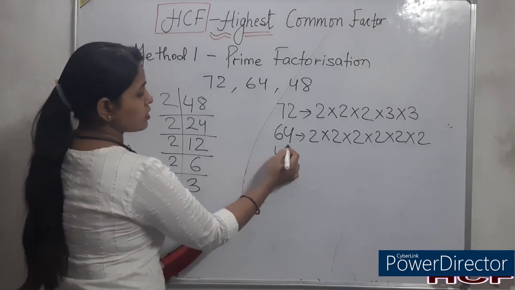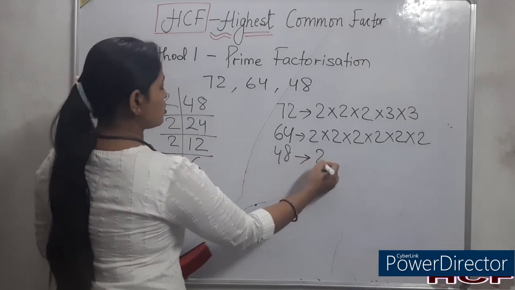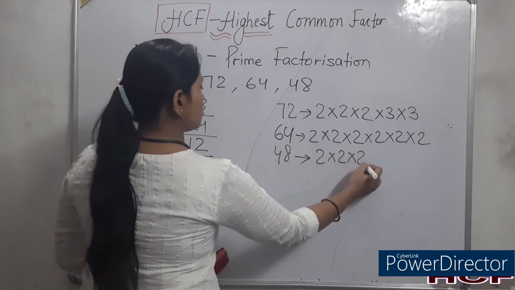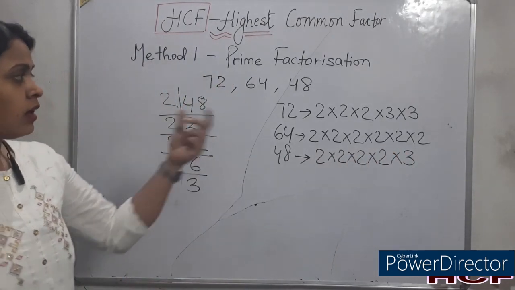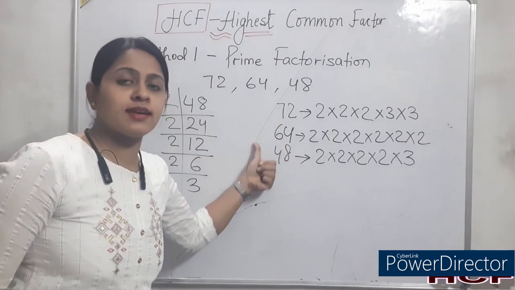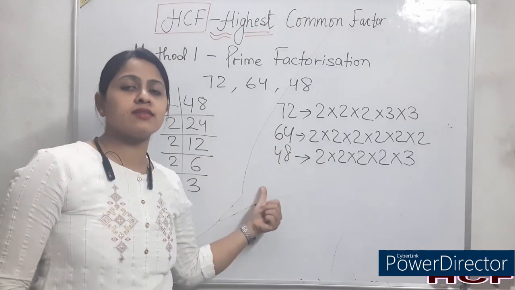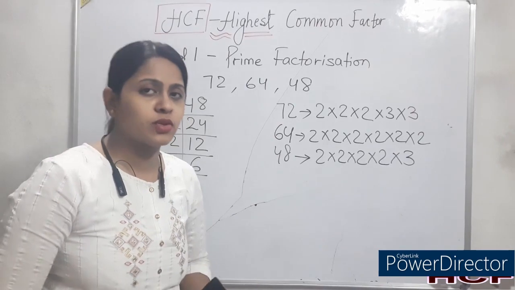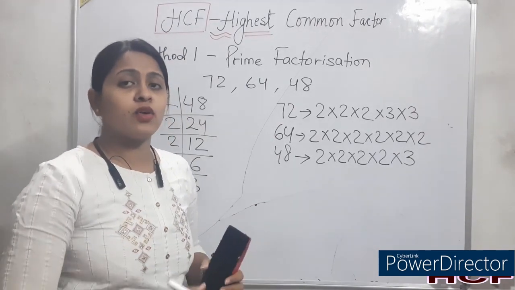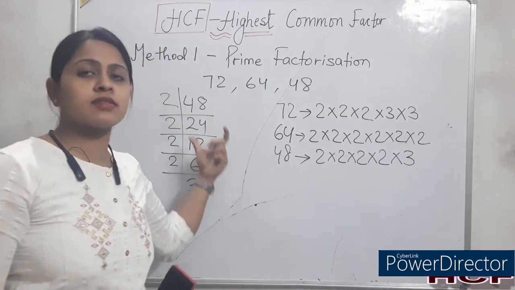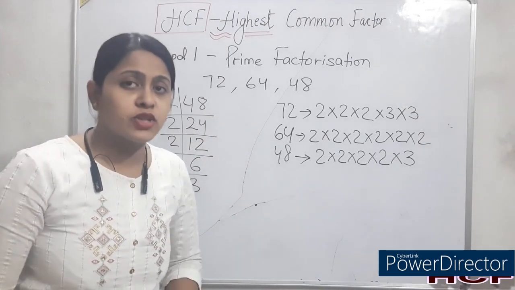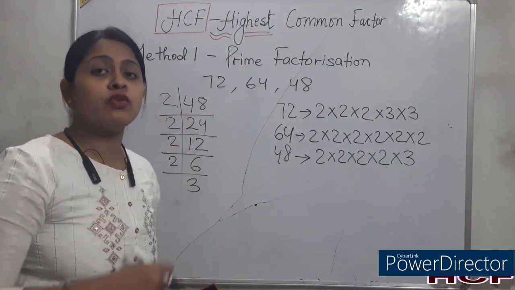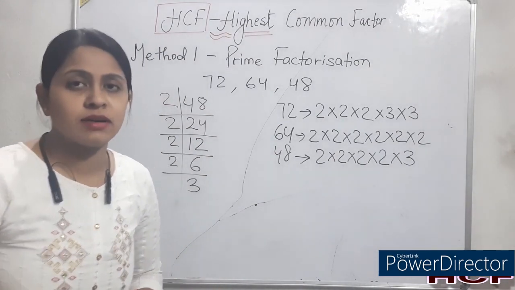So the prime factorization of 48 is 2 into 2 into 2 into 2 into 3. Now as you can see, I have written the prime factorization of all the 3 numbers together. Why together? Now here is our second step. First step, we find the prime factorization of each number individually. Now we have to find the common factors among all.